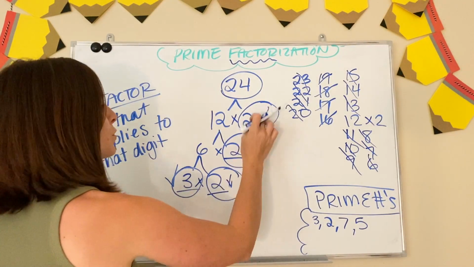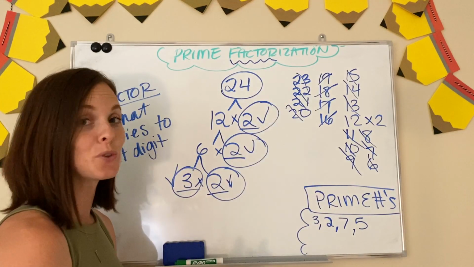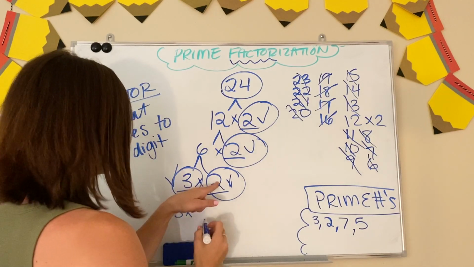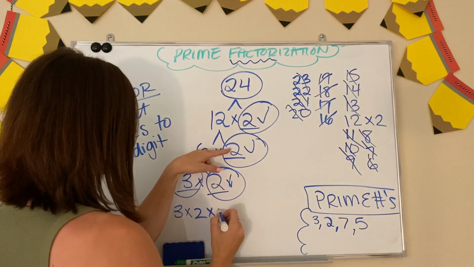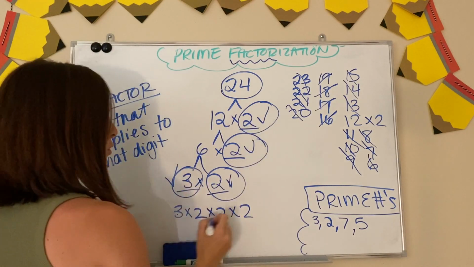Don't forget to circle, check, underline, whatever helps you. All of this needs to go into your answer. So I always start on the left. I have a 3, I have a 2, and a 2. So 2 times 2 times 2 times 3. 3 times 2 times 2 times 2.